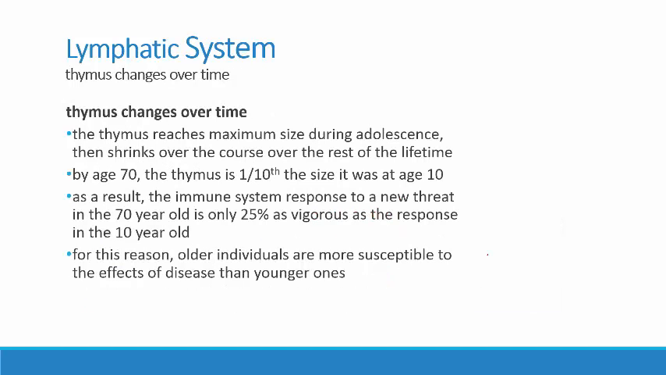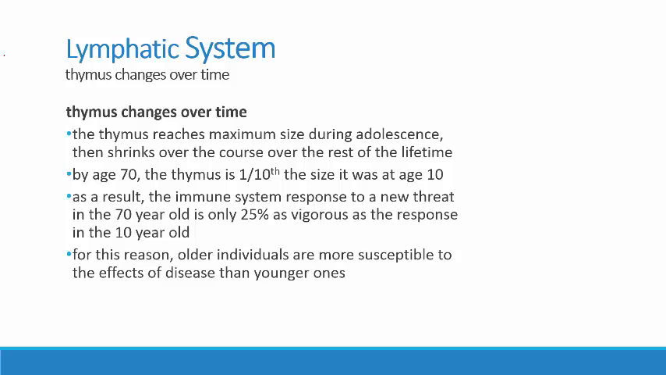Okay, last slide. It's a little bit about the thymus. The thymus reaches its maximum size during adolescence, so somewhere around 10 to 12 to 14 years of age. Thymus will be as large as it's ever going to be. By the time a person reaches age 70, the thymus will have shrunk by 90%, so that it's only 1/10 the size that it was at age 10 or so.